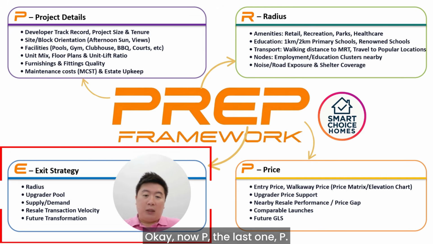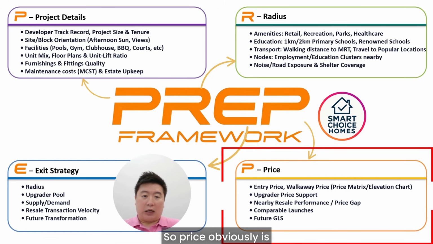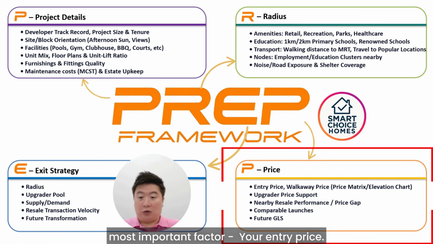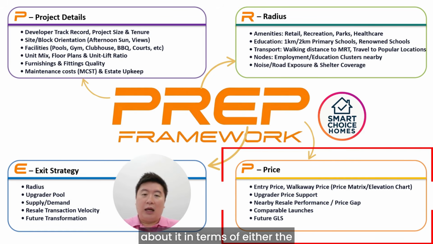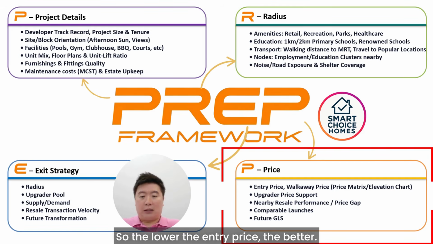Now, the last one, P, price. Price is obviously the most important factor. Your entry price, as well as your low entry price, and if the project has one or two good things about it in terms of the radius, the project details, or the exit strategy, you're pretty much guaranteed to get profit. It's just how much profit. So the lower the entry price, the better.